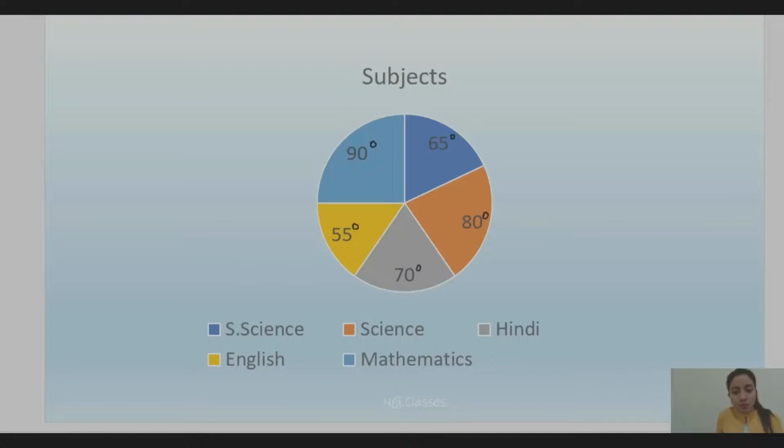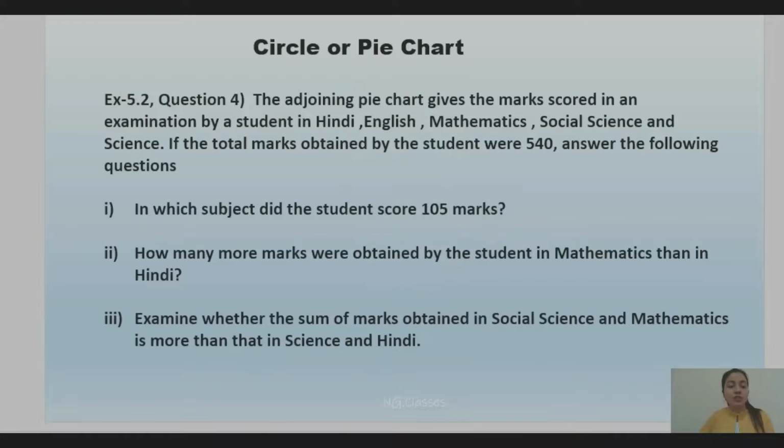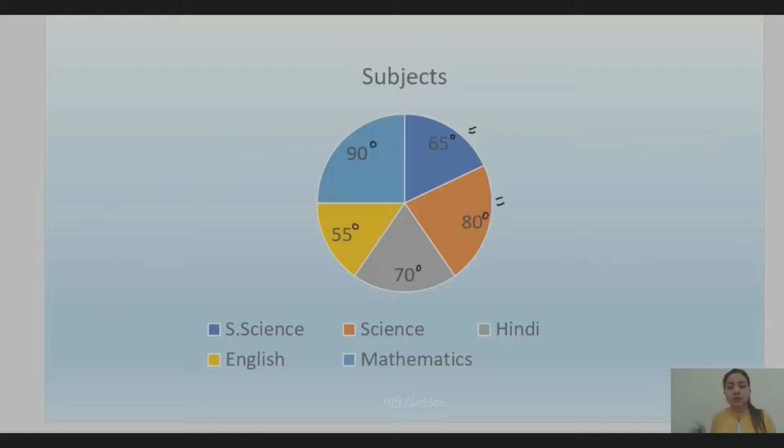So, marks scored in social science is 65 degrees. Marks scored in science is 80 degrees. Marks scored in Hindi is 70 degrees. In English he got 55 degrees and in mathematics it's 90 degrees. When you add all this, it will make 360 degrees, which means a circle only. Okay, one complete revolution. So this way data is provided to us and we need to answer the following questions on the basis of the given data, where the first question is, in which subject did the student score 105 marks? So one by one we need to take out the marks of social science, science, Hindi, English and mathematics. So let's do it.